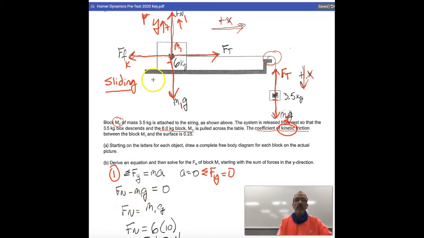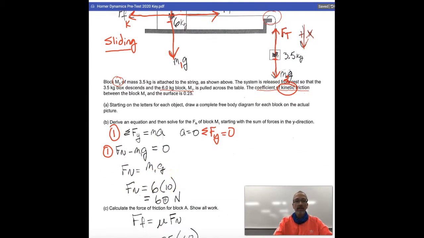Then we need to say, well, what's positive? Fn is positive, that's up, minus m1g, which is down, and that's equal to 0. You will get a point for this. Then I would solve Fn is equal to m1g. You want to plug everything in. You do get a point for plugging everything in.